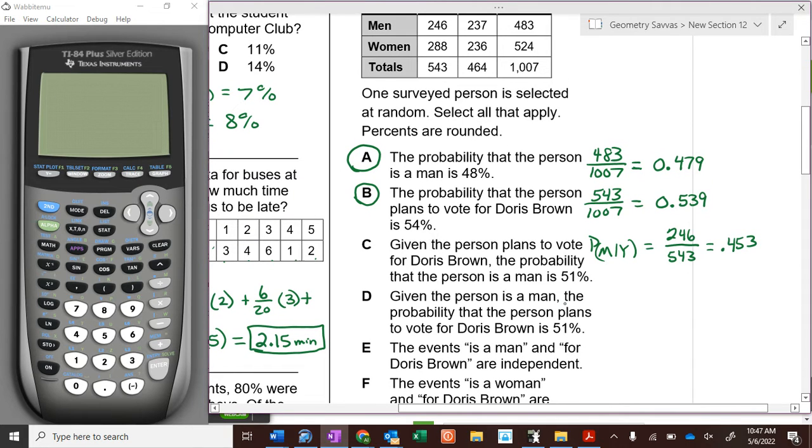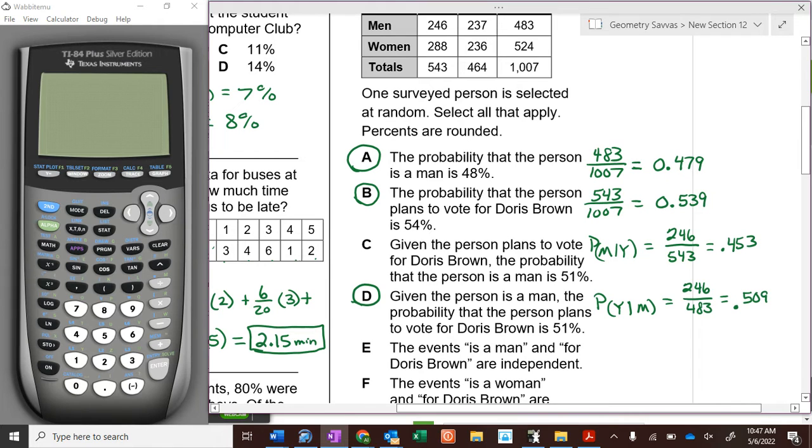Given that a person is a man, what's the probability that they vote for Doris Brown? So the probability that they're yes. Given that they're a man, what's the probability that they're yes? Well, how many men are there? 483. How many males voted yes? 246. What's 246 divided by 483? 0.509 rounds up to 51%.